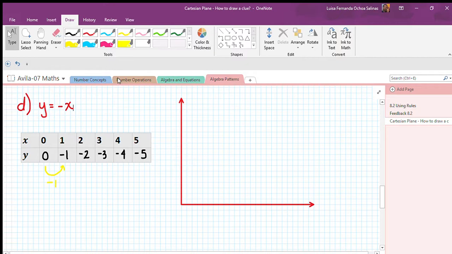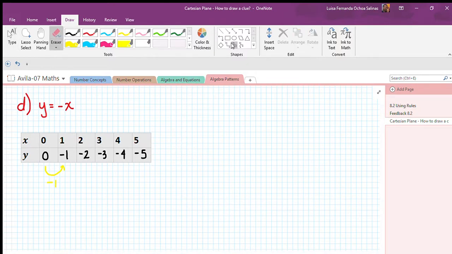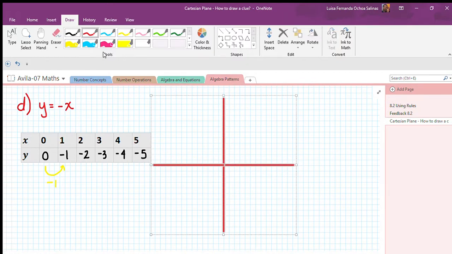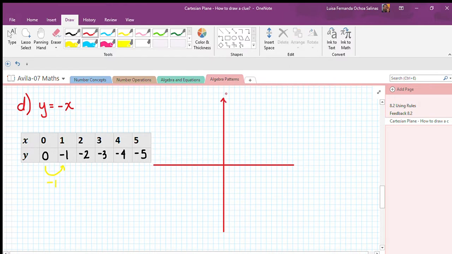Okay, so this Cartesian plane is not going to work. I want to delete this Cartesian plane. I need this Cartesian plane with red, and I'm going to do it here. I think this will work. Perfect. Okay, so I draw my arrows just to demonstrate that this goes forever and ever and doesn't end there. And the same with the x axis.